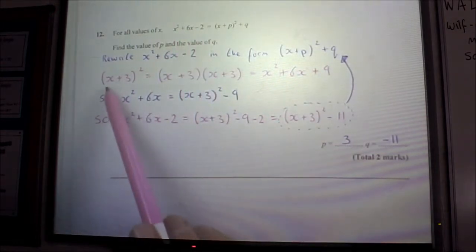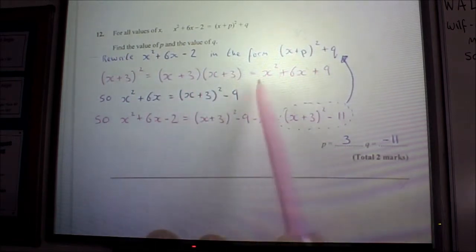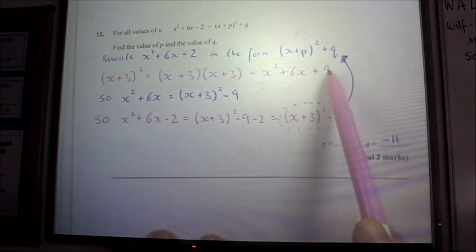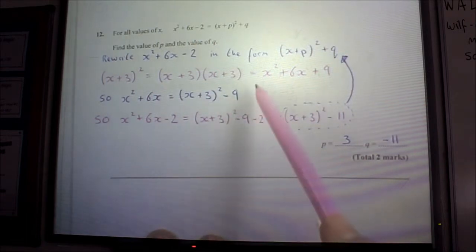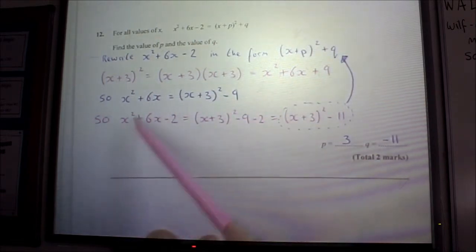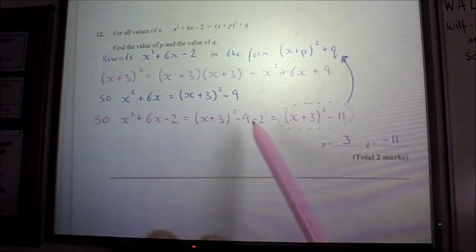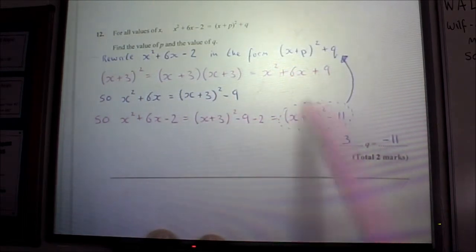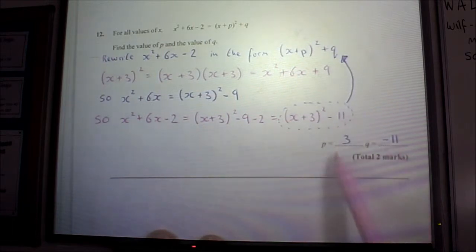So I'm just going to do the first bit, which is x add 3 squared, and that gives you that. So x add 3 squared multiplied out is x squared add 6x add 9. So x squared add 6x equals x add 3 squared take away 9. So that means when you've got x squared add 6x take away 2, that equals x add 3 squared take away 9 take away 2, which you can simplify to being equal to this, and this is in the form they wanted it in. So q is this last one, which is minus 11, and p is 3. Nasty one that there for 2 marks.